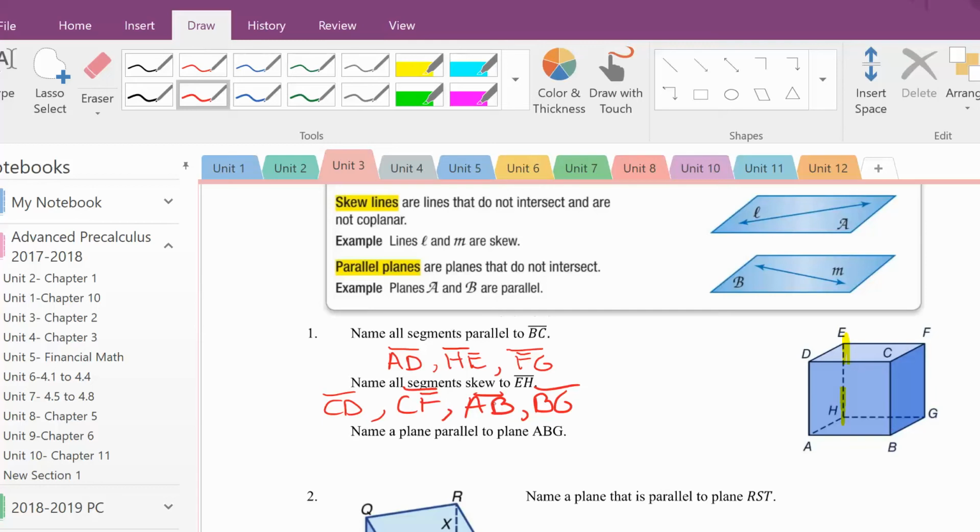Name a parallel plane to ABG. Well, ABG is the bottom of this box, so parallel would be the top of the box, which is plane CDE.